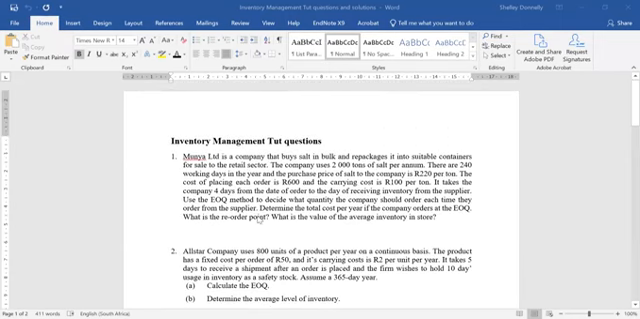Okay, so the first question here: they buy salt in bulk and repackage it into bags. They use 2,000 tons of salt per annum. I'm assuming that's the 2,000 you were asking about. It was given that there are 240 working days in the year, and the purchase price of salt to the company is 220 per ton. The cost of placing each order is 600 Rand, and the carrying cost is 100 Rand a ton.